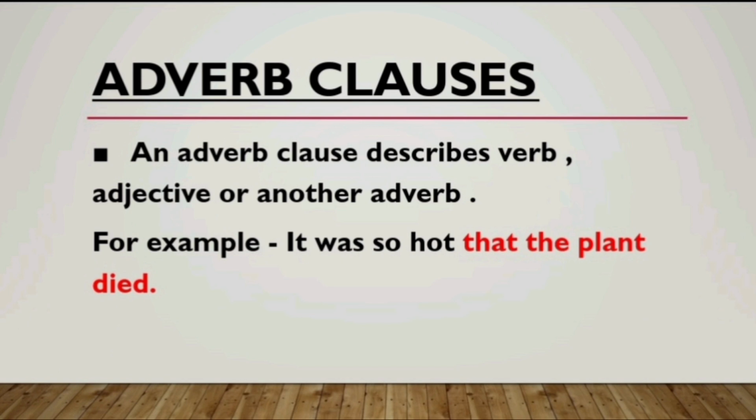See this example here. It was so hot that the plant died. The highlighted group of words in red is an adverb clause because it is showing the result of hot. What happened when it was very hot? The plant died. The reason is explained in that adverb clause.